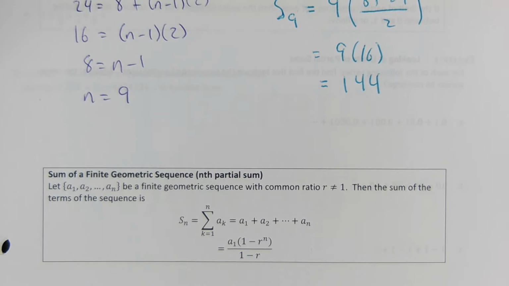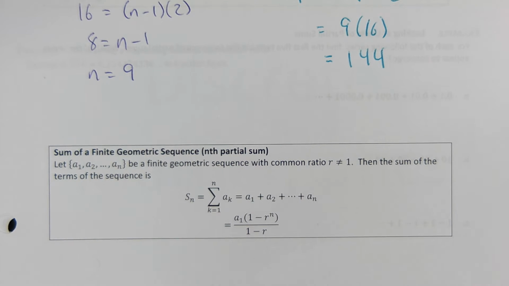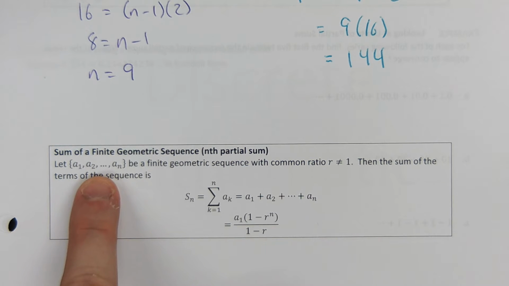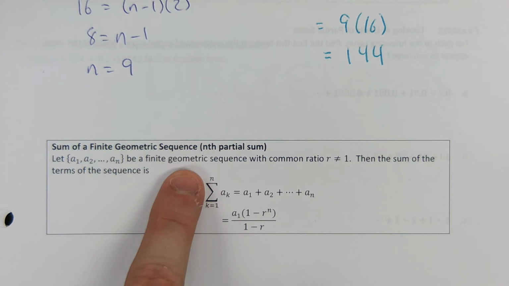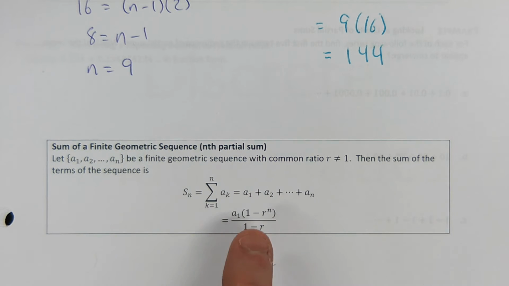Well, I already mentioned them, but yeah. If there is an nth partial sum of an arithmetic sequence, you know there's an nth partial sum of a geometric sequence. Completely different formula, though. So if we have a sequence, and we're going to say it's finite, meaning it doesn't go on forever, and it's geometric, then the sum can be found like this.